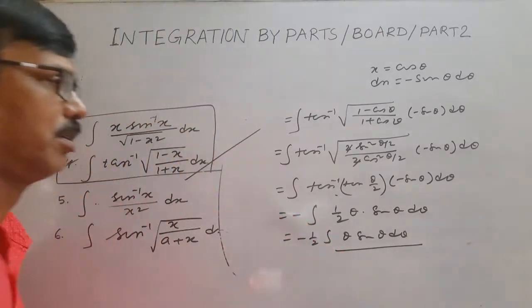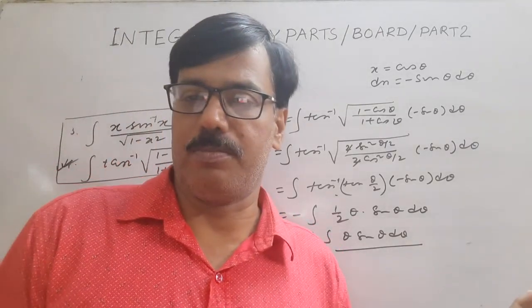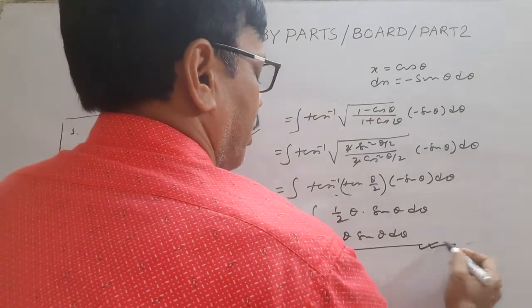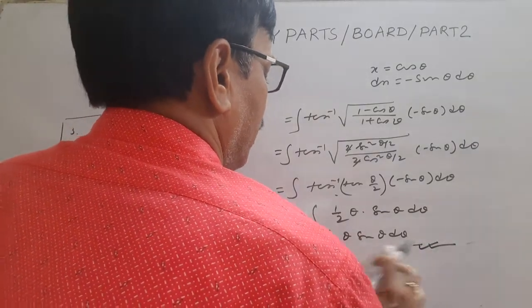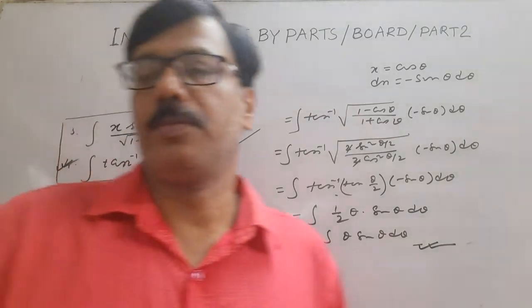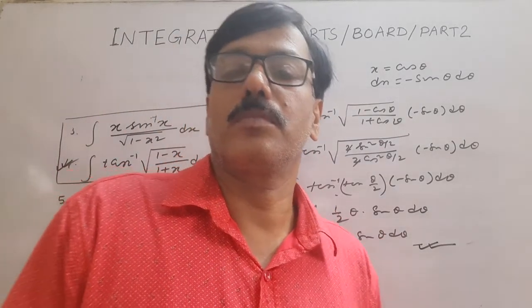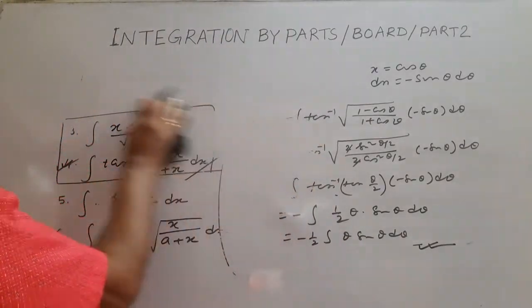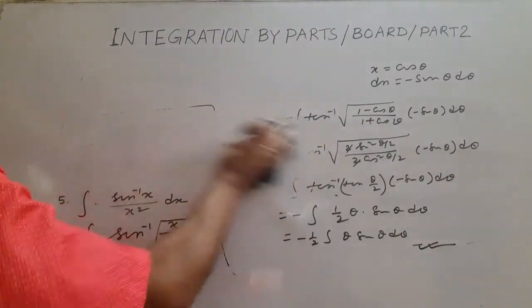This is the previous problem. Now you complete the rest of the part. We have already integrated theta sin theta dθ. So 3, 4.